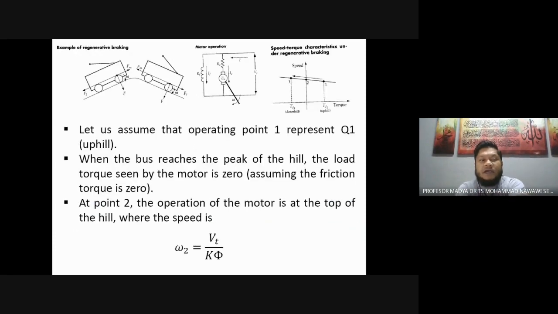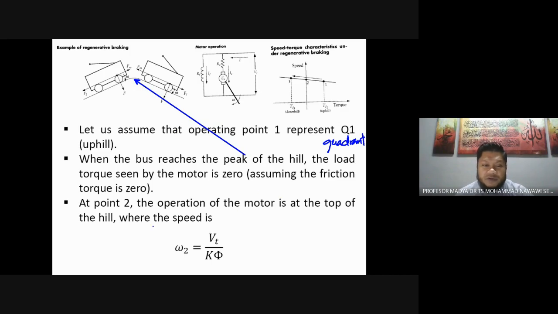Let's assume that operating point 1 represents Q1. The point Q1 here, quadrant 1. Up here, when the bus reaches the peak of the hill, the load torque seen by the motor is 0, assuming the friction torque is 0. So when it gets to the peak of the hill, torque is 0, and then it moves into point 2.